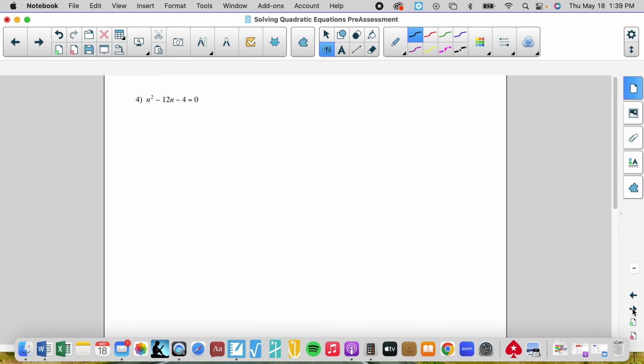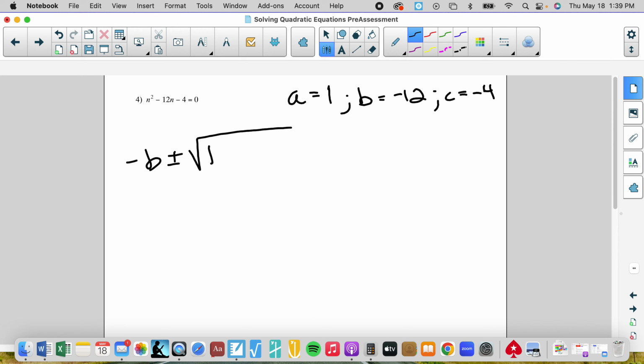And the last one looks pretty straightforward. Looks very straightforward. A equals 1, B equals -12, and C equals -4. You would think that, hey, this is going to be a nice, easy one. Let's check it out. Opposite of b, plus or minus square root b squared minus 4ac all over 2a.